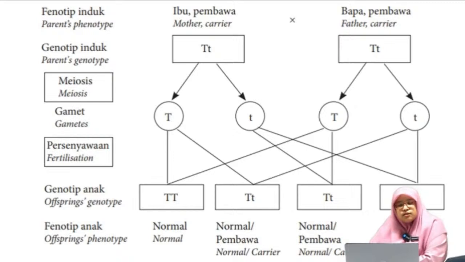Meiosis must be written with an arrow. For gametes, you have to circle the gametes. Candidates always forget to circle the gametes. Fertilization must use a straight line, not an arrow. The offspring genotype must be written as homozygous dominant, heterozygous or homozygous recessive based on fertilization. Then don't forget to write the offspring phenotype.